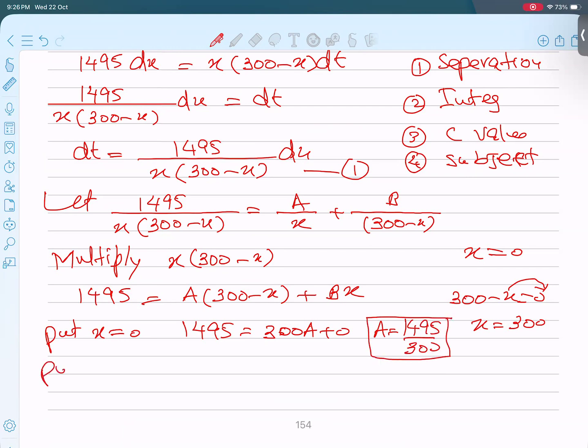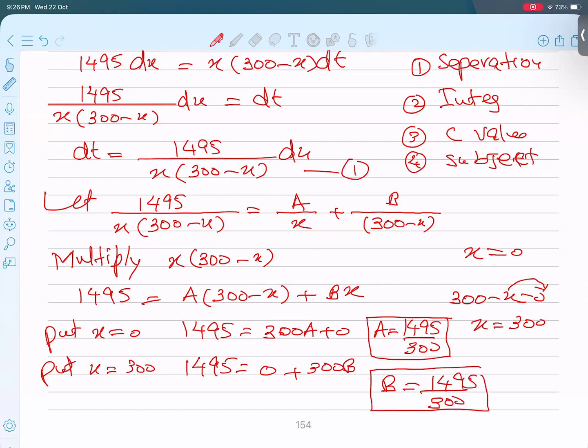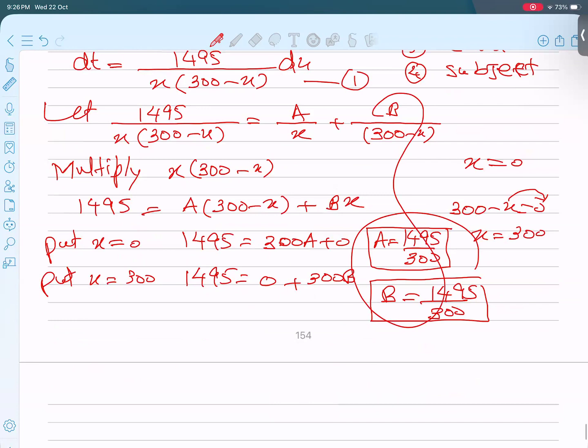Same way now, first I plugged in x equal to 0, now plug in 300. So when I plug in 300, students, 1495 stays, and 300 minus 300 becomes 0. And when I plug in here, I get 300 times b. And finally, our b value is becoming 1495 over 300. So this is done. So both values, I'm going to plug in here.